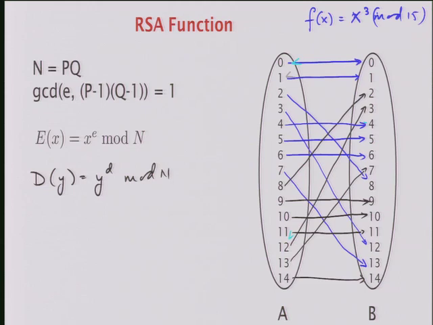Yes? Yes, they are. In RSA, everybody has their private P and Q, which they don't reveal to anybody else.